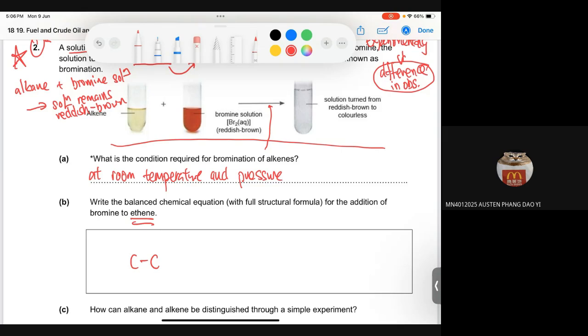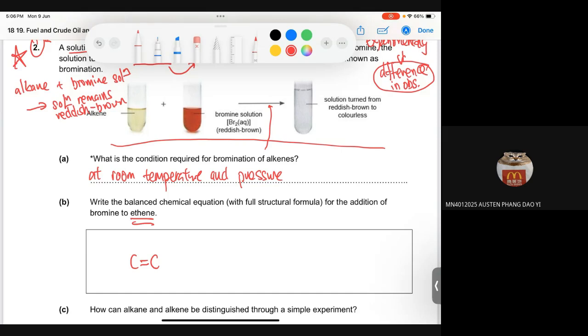So what must I have now? What am I missing here? Double bond. C, okay, then after that, hydrogen. So how would you draw a hydrogen? Do I go up, down, left, right, or diagonal? Which one would you draw?